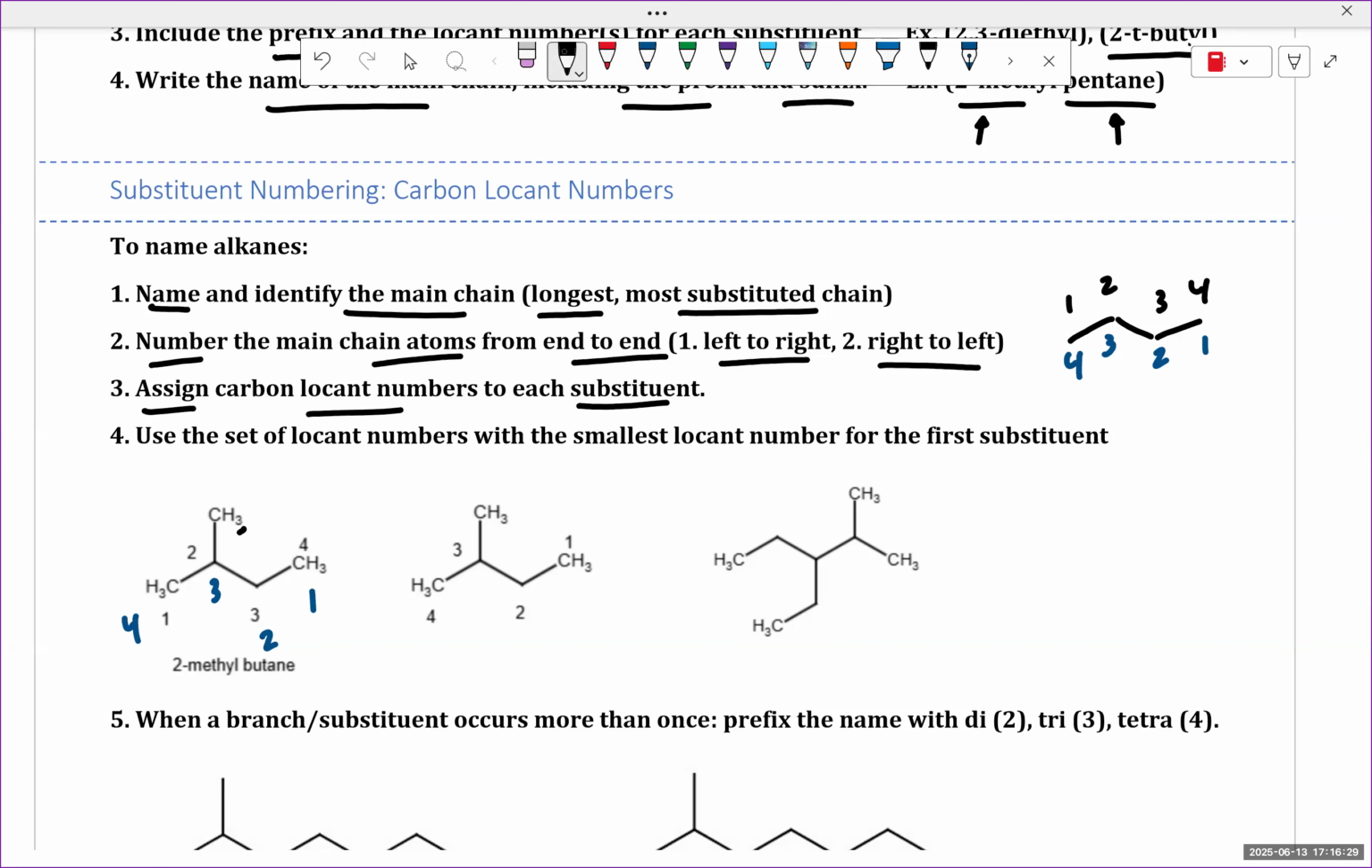Now, when we have a substituent such as this methyl group, we have a choice of numbering it with the locant number 2 versus 3. We're going to use the set of locant numbers with the smallest locant number for the first substituent. So because 2 is less than 3, we're going to use the locant number set 1, 2, 3, 4, counting from left to right. So this will be named as 2-methylbutane: 2-methyl because there is a methyl group at the 2 position, butane because we have a 4-carbon chain.